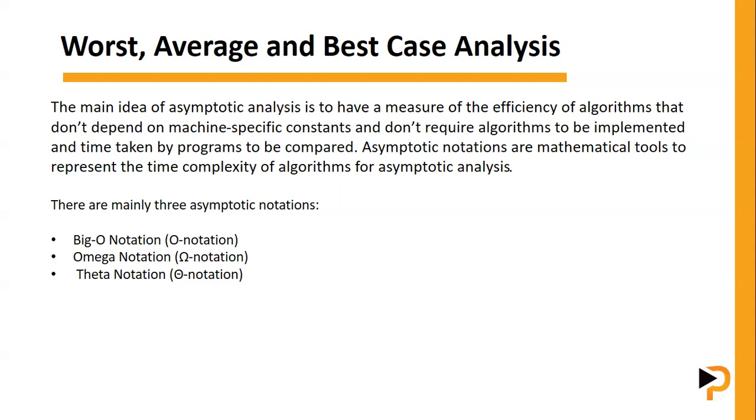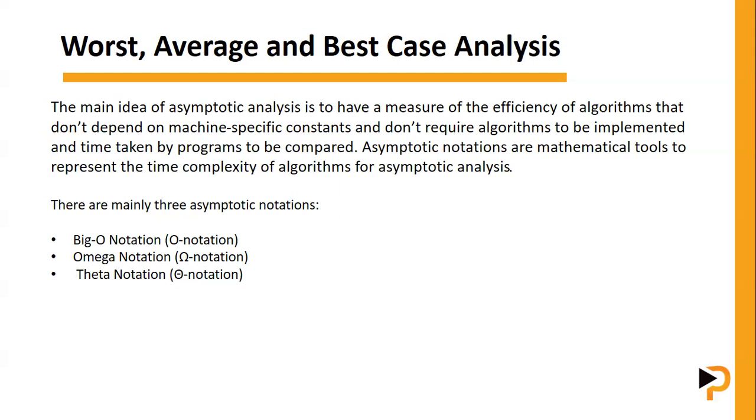So the worst case scenario is identified by means of big O notation, and it's the most widely used notation for asymptotic analysis, and it specifies the upper bound of your function, the maximum time required by the algorithm, or the worst case time complexity, and it returns the highest possible output value for a given input.